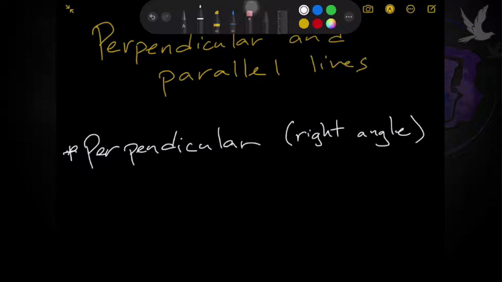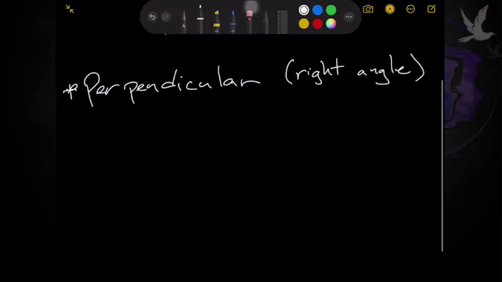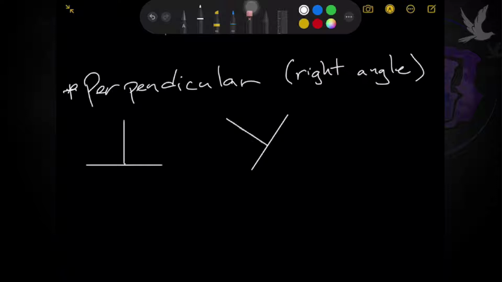Kailangan yan. You should basically know that for perpendicular lines, they should form right angles. Which means perpendicular lines should form something like this. And of course, they should meet. No, kailangan nagtatouch yan. It doesn't matter how they are drawn, in what position they are drawn, as long as they form a right angle.